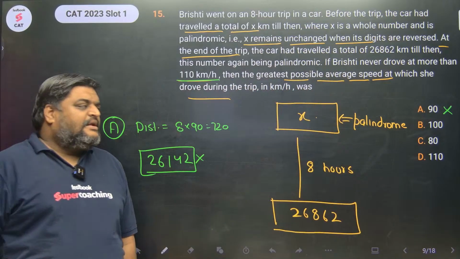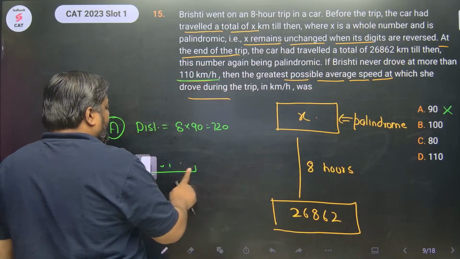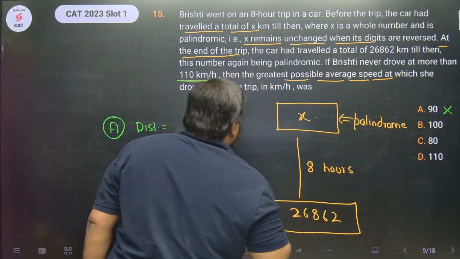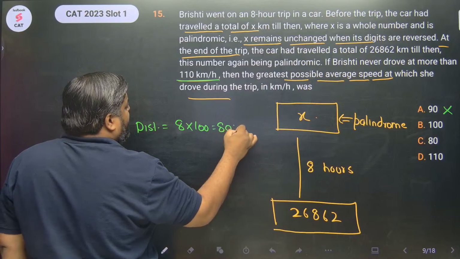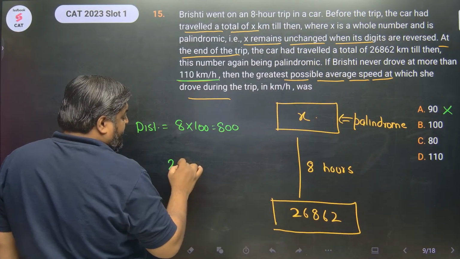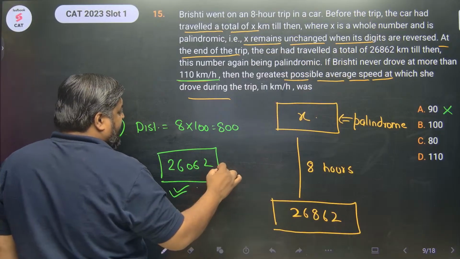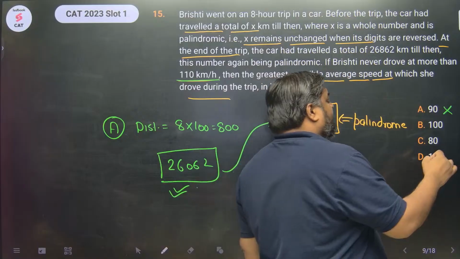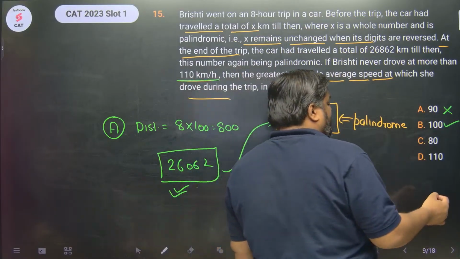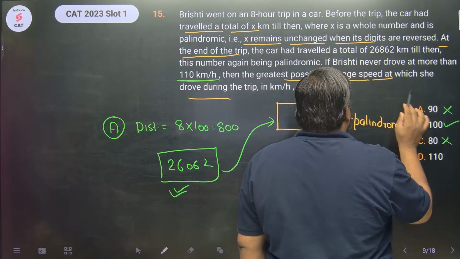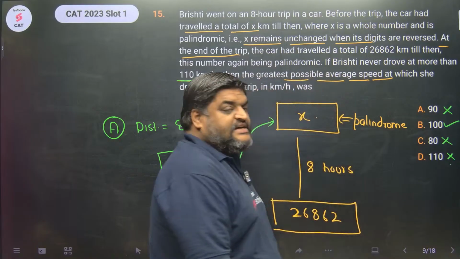Okay. Similarly, आप ऑप्शन बाई ऑप्शन चेक करो. अभी आप सेकेंड ऑप्शन चेक करोगे तो what does it give? It gives that if the average speed was 100, the distance covered would be 8 into 100, 800. And इसमें से 800 माइनस किया तो you will get 26062, which is a palindrome. So x can take this value, so this could be the answer. ओके, 80 और 110 again will not satisfy, आपको 80 चेक करने की जरूरत नहीं है because highest बोला था ना. 110 चेक कर लेना, but 110 is also not satisfying the criteria.